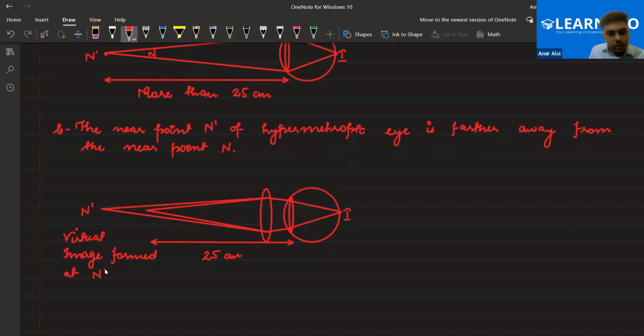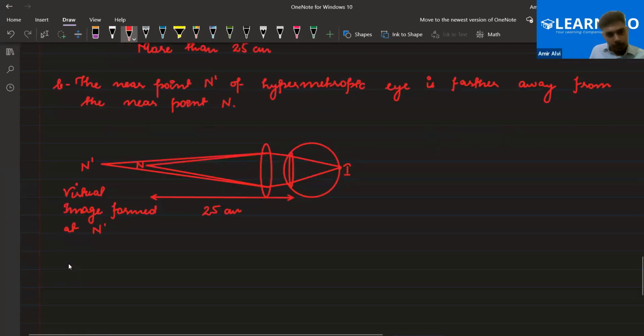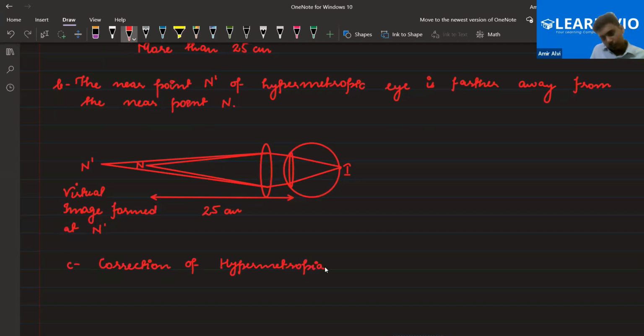Okay. And this is the point N, the near point. And this is the convex lens. And the image is formed at the retina. For the C part, it is the correction of hypermetropia. Hypermetropia. Okay, Shazil?